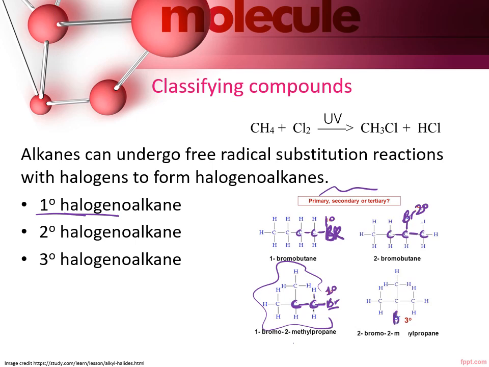Last but not least, I've got this bromine down here bound to a carbon. This carbon that's stuck to the bromine is stuck to 1, 2, 3 carbons. That makes this a tertiary halogenoalkane.